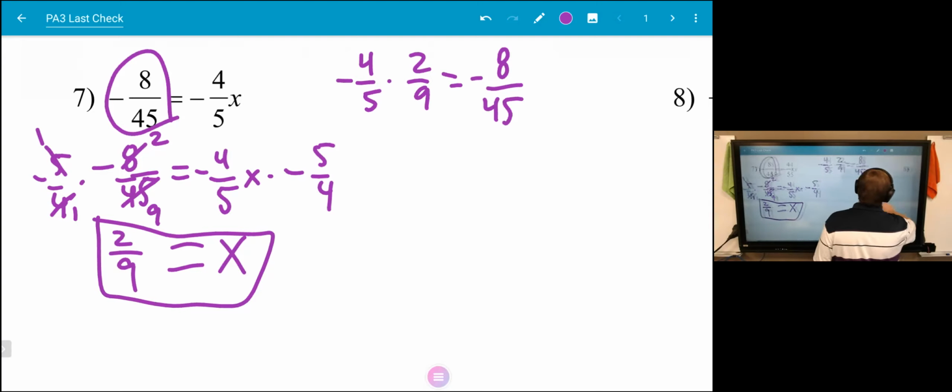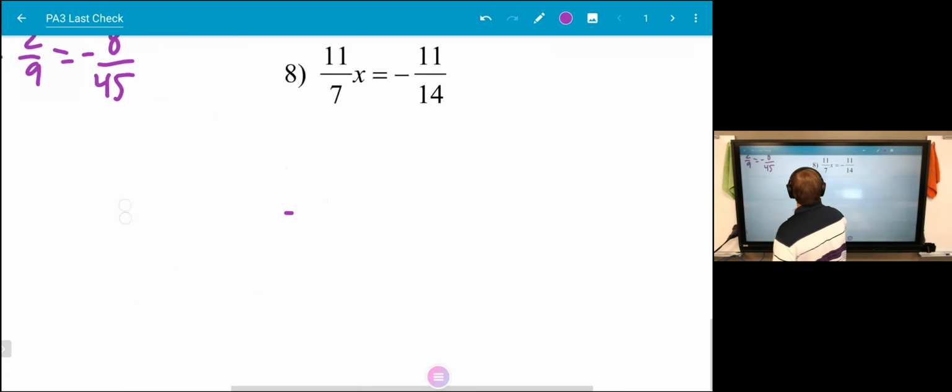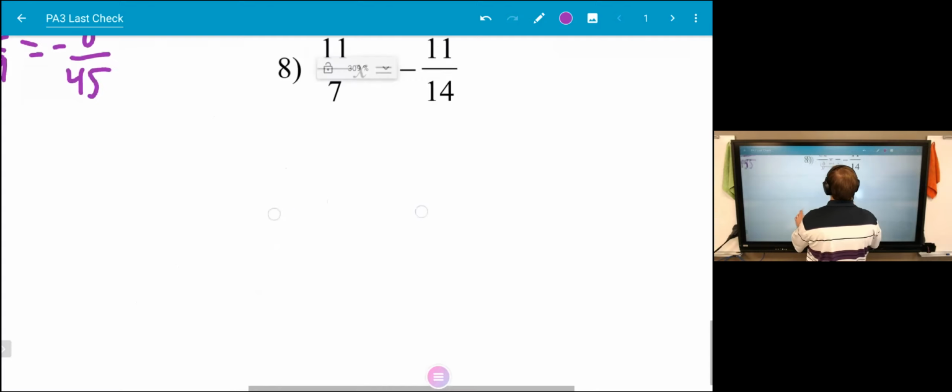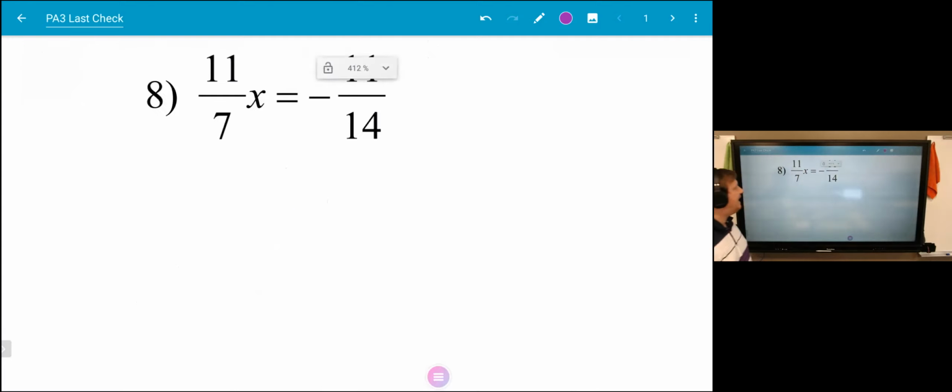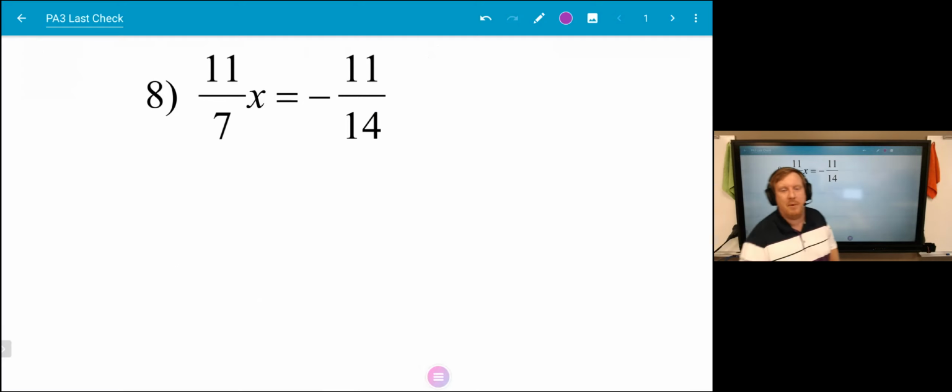Looking good. Number 8, last one on this page, and we talk about the 4-level example. I have 11/7 x equals negative 11/14. We're going to do the same thing. You know this as I need to divide both sides by 11/7. But when you divide by a fraction, use the multiplicative inverse.